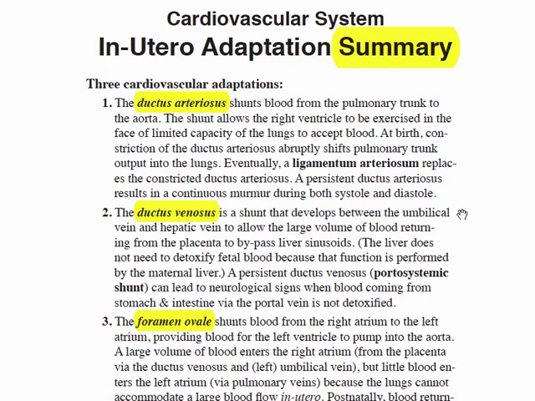This is a shunt between the umbilical vein and the hepatic vein that allows the large volume of blood returning from the placenta to bypass liver sinusoids. There's no need for the liver to detoxify fetal blood because that function is taken care of by the maternal liver. A persistent ductus venosus, known as a portosystemic shunt, can lead to neurological signs because it allows blood coming from the stomach and intestines to bypass the liver sinusoids so they are not detoxified by the liver and they go directly into the venous circulation.